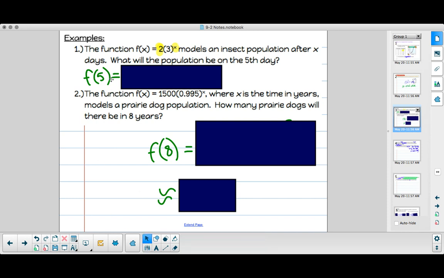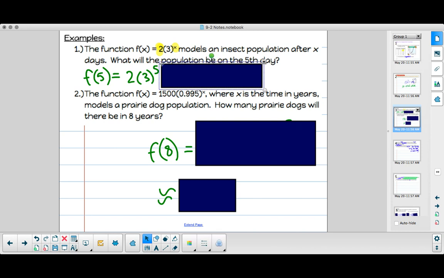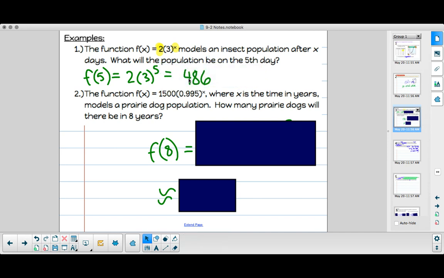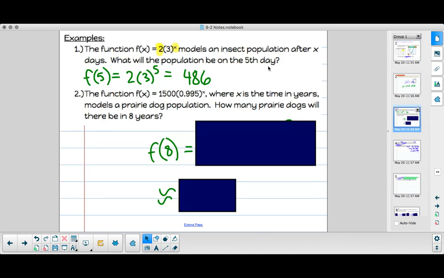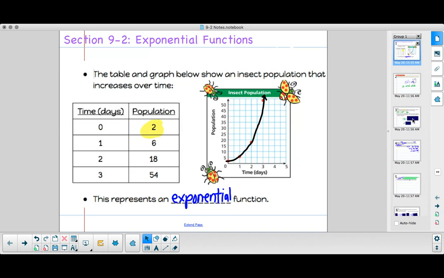In order to evaluate, you're just going to plug in 5 for x. So f of 5 would just be equal to 2 times 3 to the 5th power. Remember, order of operations: you're going to do 3 to the 5th power first and then multiply by 2. If you have a scientific or a graphing calculator and you type it in exactly how it is written here, your calculator does know the order of operations and will do it correctly for you. 2 times 3 to the 5th power is equal to 486. So the population after just 5 days would be 486. The population of bugs is growing very quickly.